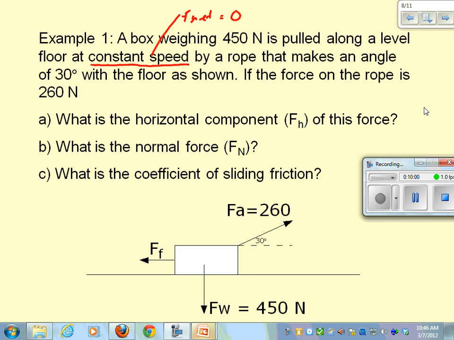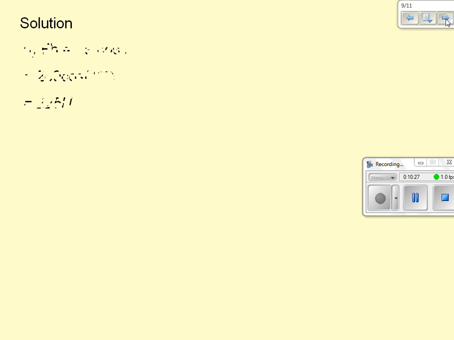By a rope that makes an angle of 30 degrees with the floor as shown. If the force on the rope is 260 newtons, find the horizontal component, find the normal force, and find the coefficient of sliding friction. So the first thing to find is this value right here, the horizontal component. Do you remember from grade 11 how to do that? Okay, that FH is adjacent to the 30, so it's going to be cosine, right? So FH is equal to FA cos theta, 260 cos 30. So of that 260 newtons, 225 newtons pulls it actually sideways.